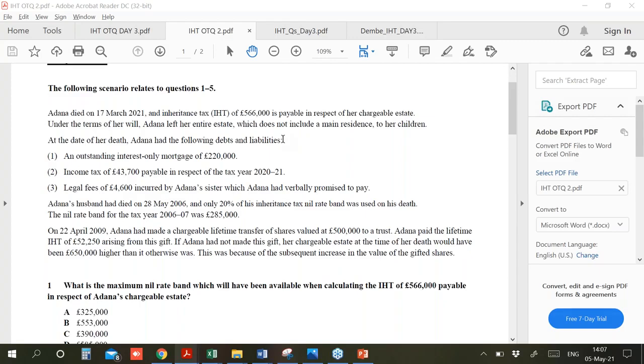Okay. At the time of the death, Adana had the following debts and liabilities. I guess this is what the second MCQ was, that how much deductions can she make? An outstanding interest only mortgage. So I'd like to tell you that an interest only mortgage can be deducted. The only type of mortgage that cannot be deducted while calculating the IHT on the death estate is an endowment mortgage. Do remember, all sorts of mortgages, be it repayment mortgage or interest only mortgage, both can be deducted.